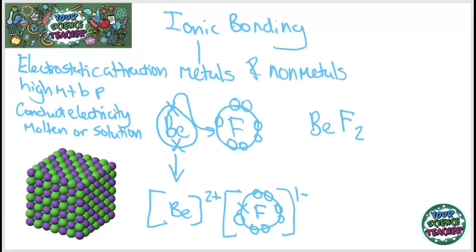Another key term you need to know about ionic compounds is this term lattice, and a lattice just means a large repeating unit. Now, although we worked out beryllium fluoride has this molecular formula, that doesn't mean that there's only 1 beryllium and 2 fluorines in the whole of the structure. What it means is that there'd be a large repeating unit where for every 1 beryllium there are 2 fluorines.